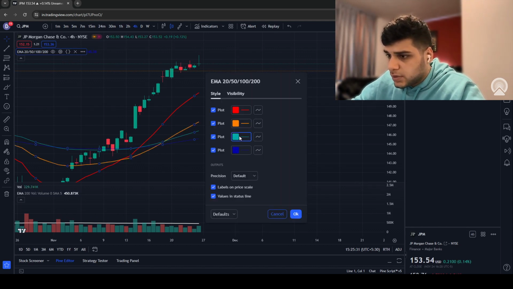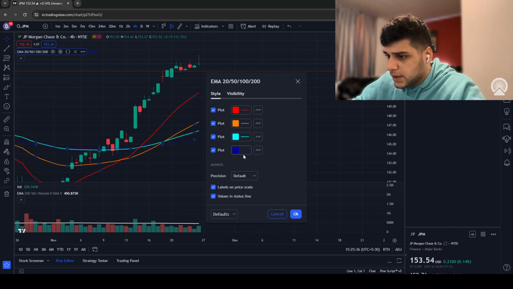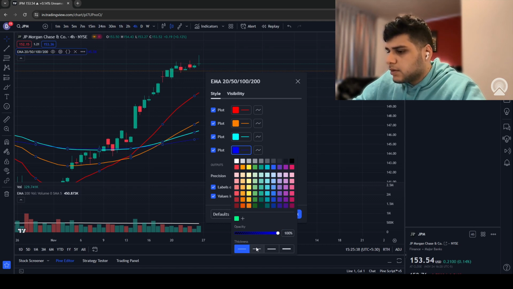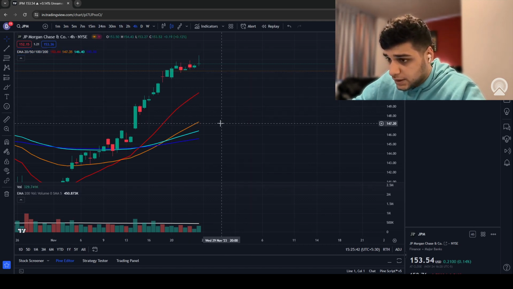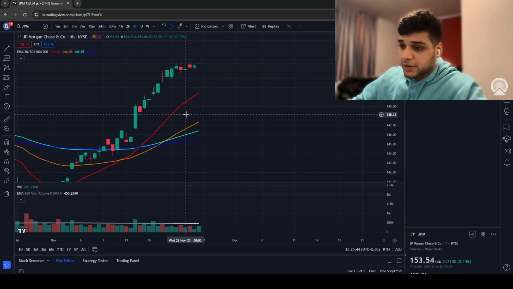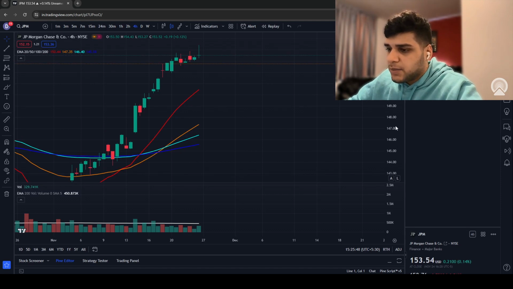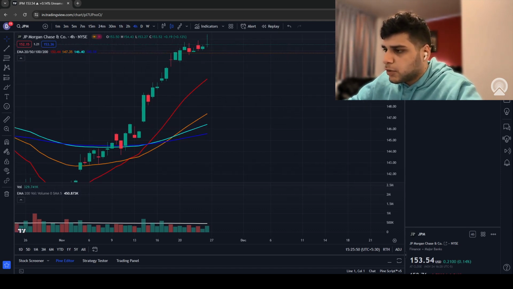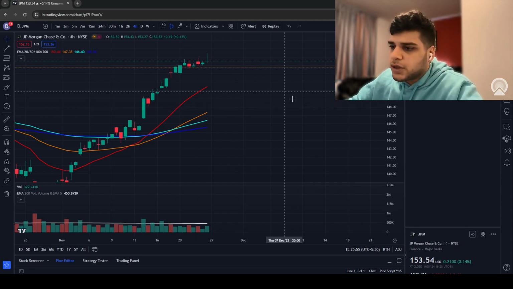Now, the red one is the 20 EMA. The orange one, this one, is the 50 EMA, or the average of the last 50 candles. The light blue one is the 100 EMA, average of the last 100. The dark blue one, average of the last 200. Now, of course, these do work on every time frame.